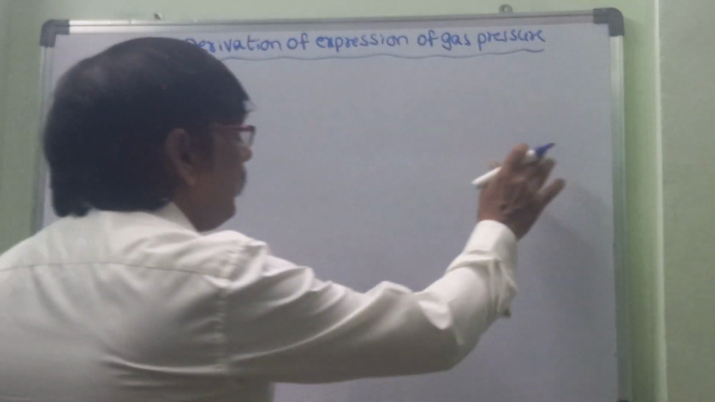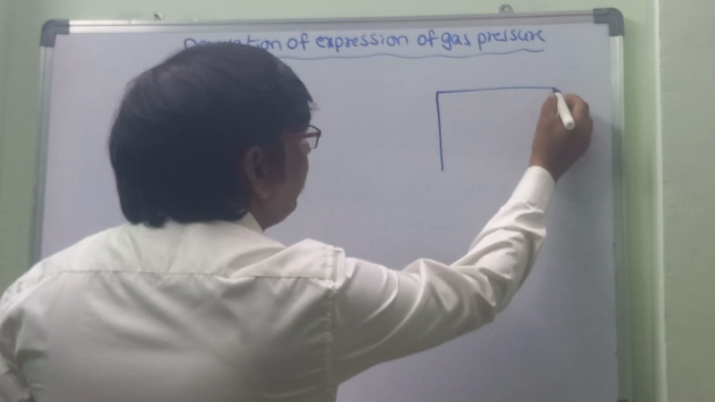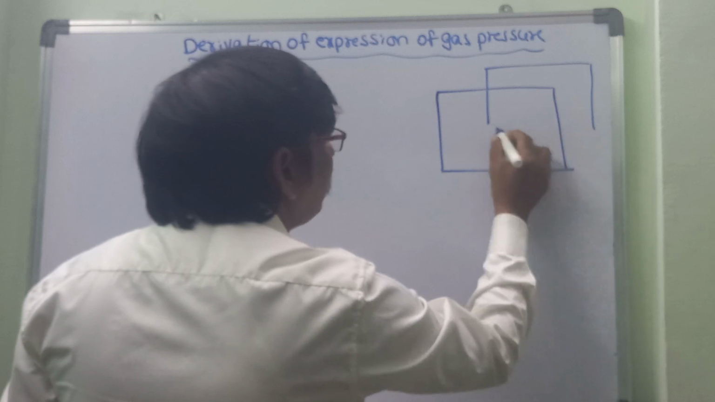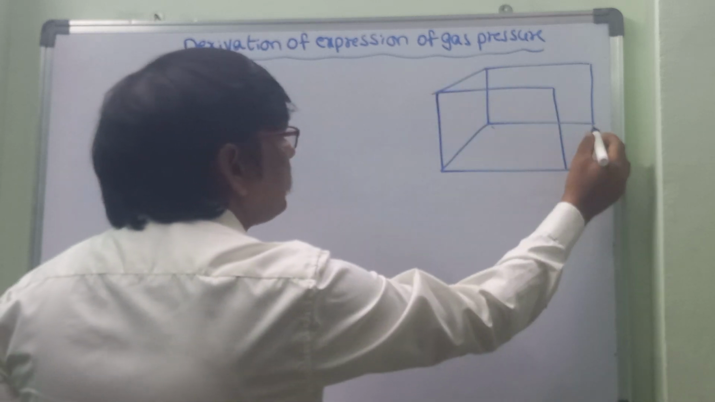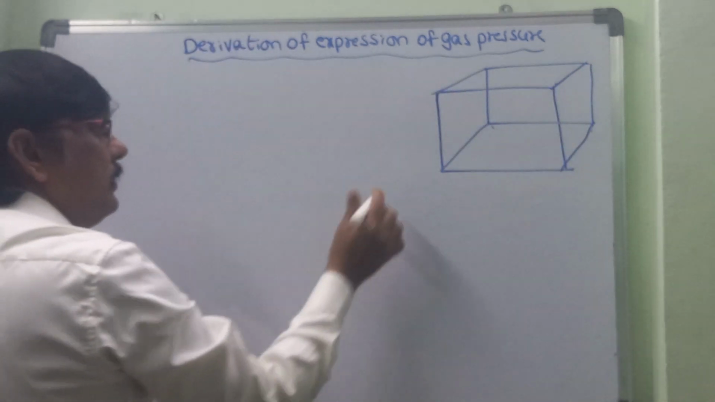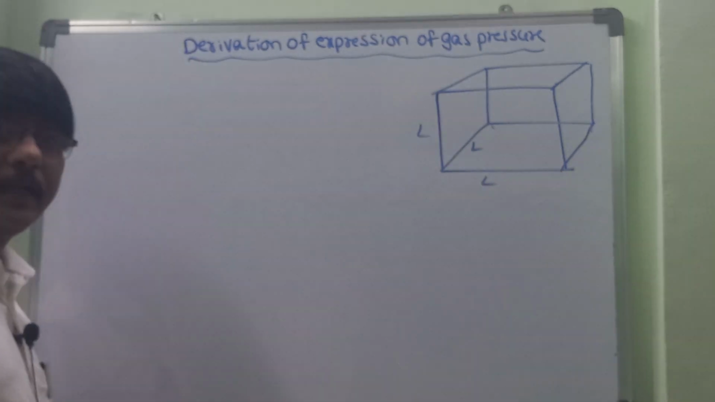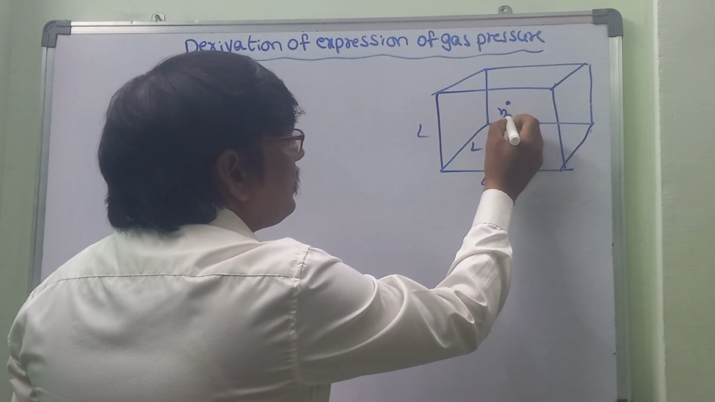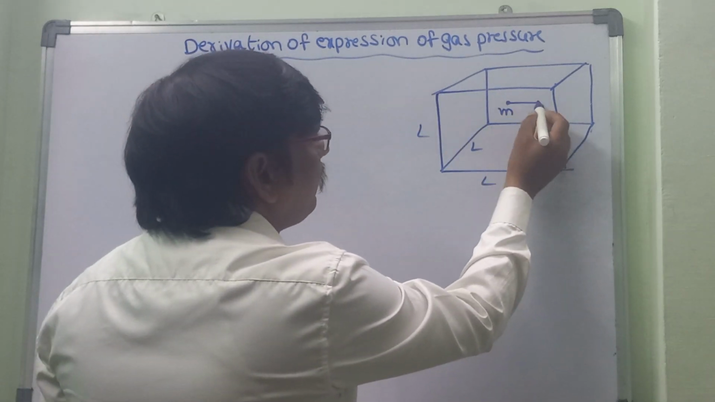For this, first of all, let's assume that this is one container. In this container, let us take a cube, and the gas molecules are present in it. The length and breadth of the container, let us take as L. Now assume that one molecule is there. The mass of one molecule is m. This molecule is traveling with velocity v.